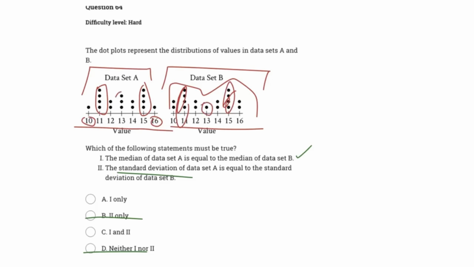Whereas data set A has a more condensed standard deviation here because of all those points at 13. So their standard deviations cannot be the same, and therefore the correct answer here is going to be A1 only.